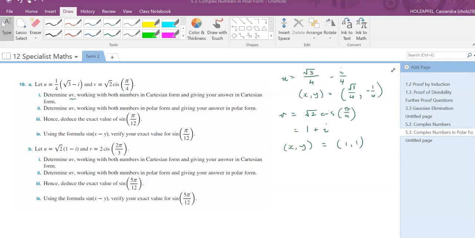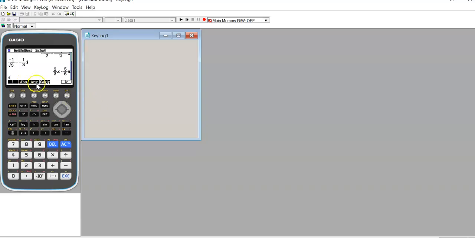Okay, so I'll just show you quickly what I did. I just went to my calculator, my real life calculator, and I just typed in those values. So this is currently in the polar form for complex numbers. I want to get it into the Cartesian form. So I'm going to go Shift, Menu, and I'm just going to scroll down to complex mode, and I want it in Cartesian form. So I'm going to hit execute there.